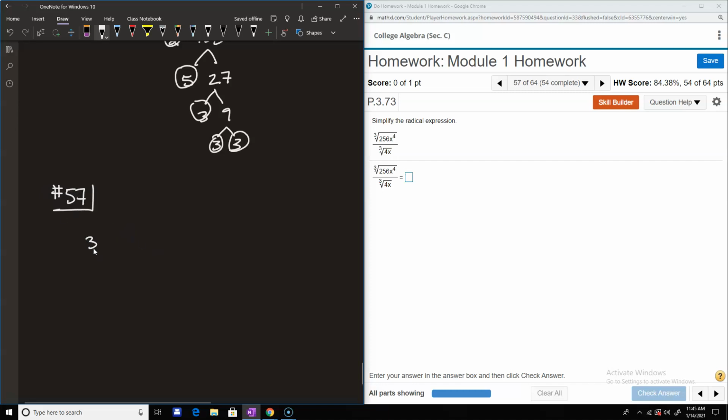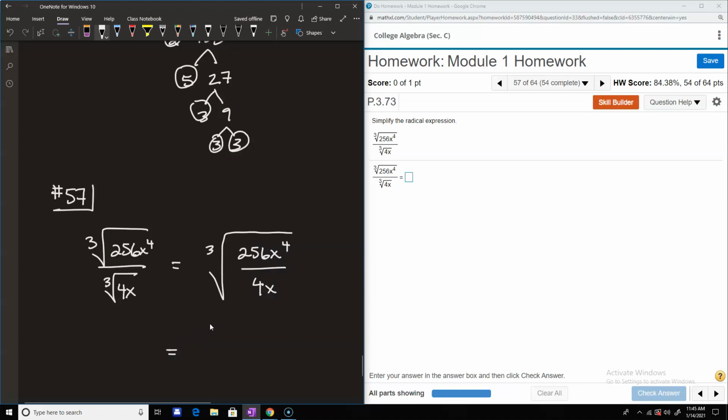So for number 57, we have the cube root of 256 x to the 4th over the cube root of 4x. And just like with radicals, we can combine these into a single cube root, because all of these radicals really denote exponents, and those are going to do well with multiplication and division. So we know that 256 over 4 is 64. So we have the cube root of 64, and then x to the 4th over x. 4 minus 1 would make that x cubed.